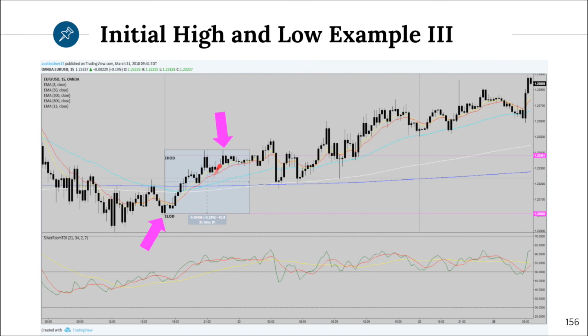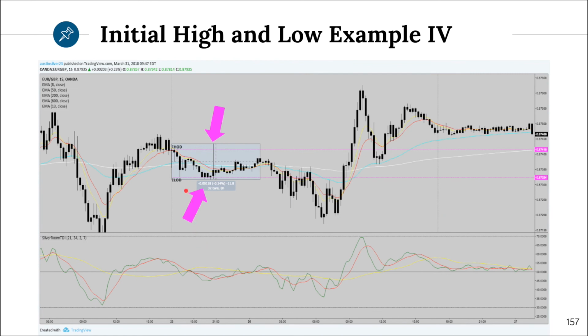Again, here we have initial high marked in the Asian range with a pink horizontal line. You have it marked on the highest candle body close right there. And again, initial low is actually the start of day candle right here. That is the lowest body that we have. We then measure it with that box to the wicks. That's why there's that space.